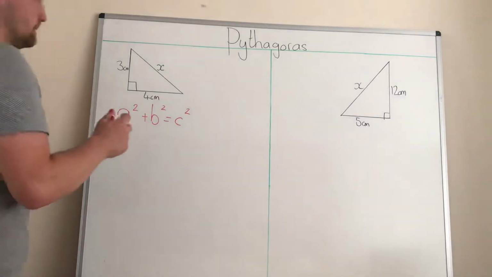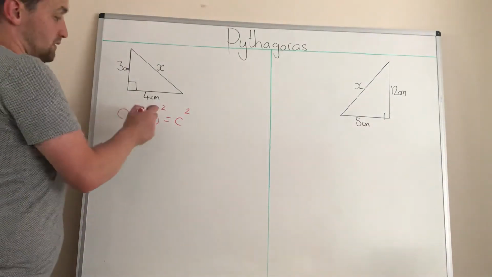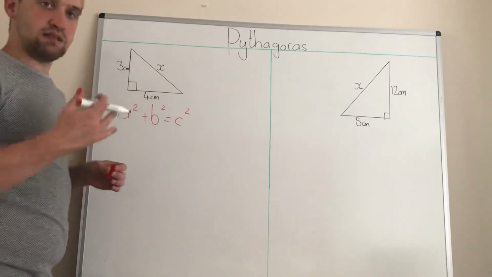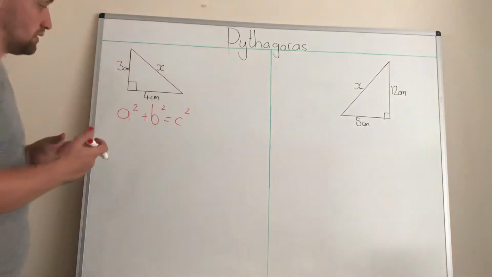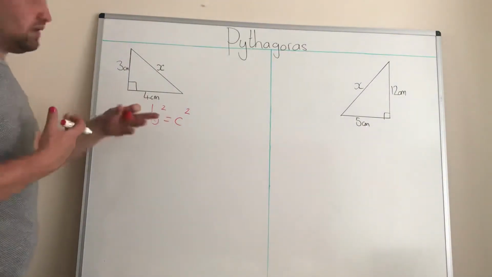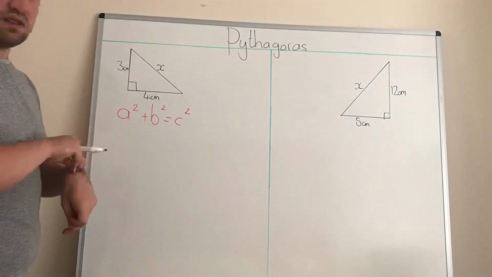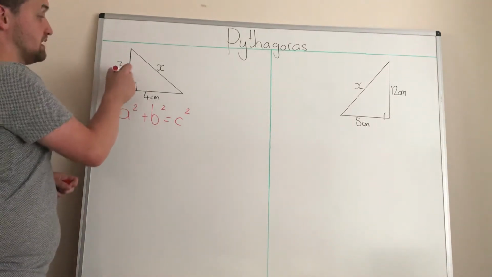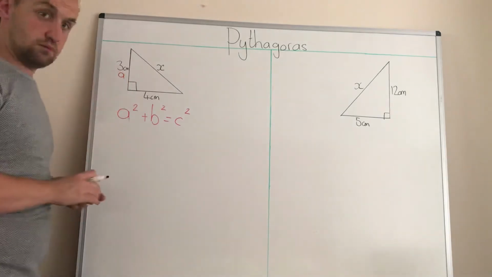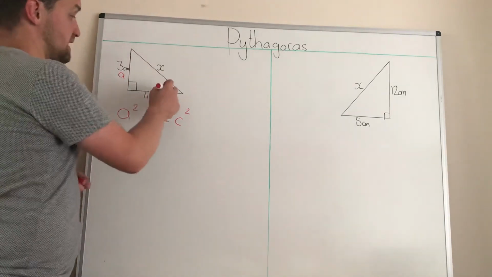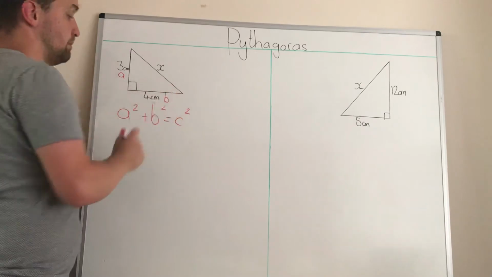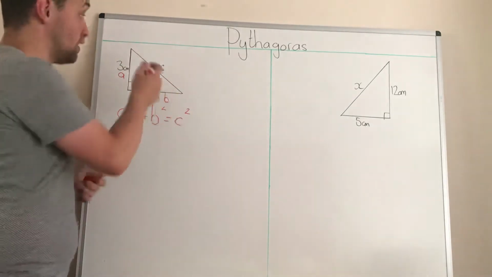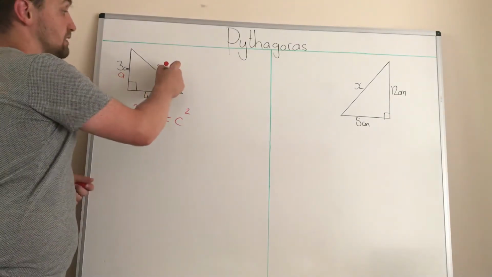Okay, now, A and B, for me, are the two shorter sides. It doesn't matter which way round you have them, okay? So long as, for me, C is the longer side, it doesn't matter, okay? So I'm going to call the 3 centimetre side A, okay? I'm going to call the 4 centimetre side B, and obviously, as I said to you, the longest side, the hypotenuse, the longest side is C.